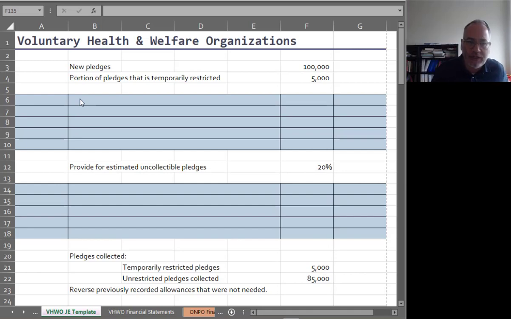Now let's do some journal entries with voluntary health and welfare organizations. So we got pledges of $200,000, and $5,000 of those pledges are going to be temporarily restricted. So I'm going to debit pledges receivable.